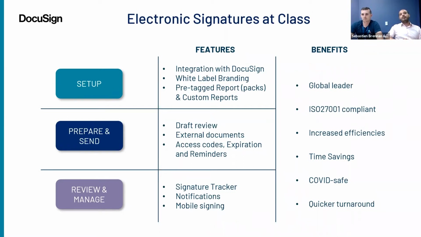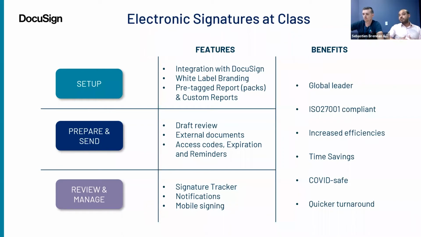What we've also done with the setup, like we were talking about before, is the customization and branding capabilities. A lot of the businesses right now that are using custom branding or white label branding in Class are able to carry that brand over into the e-signing experience as well. The second winner in your criteria was time savings, and how that ties with our solution is pre-tagging of reports, report packs, and also custom reports.